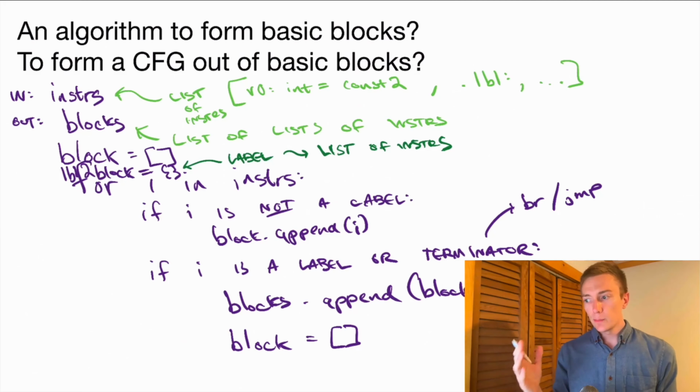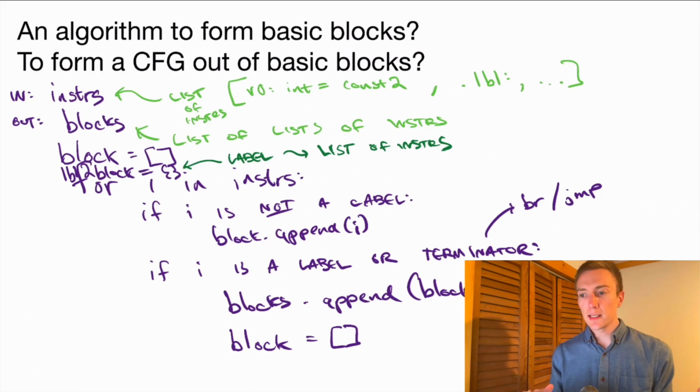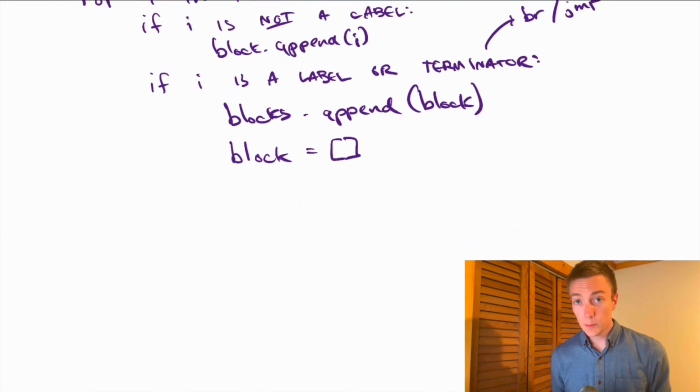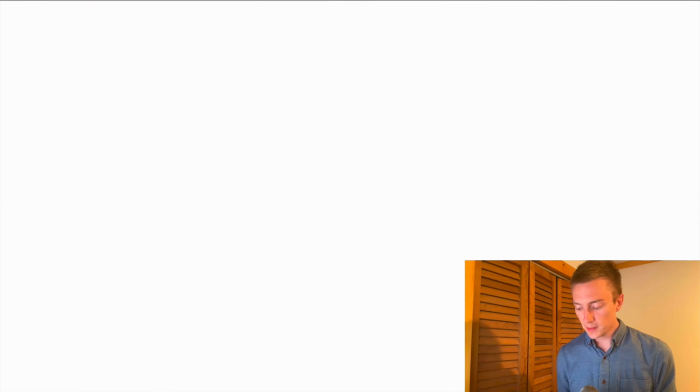I'm sure you can see how to modify the basic block formation process to also keep track of the labels that are associated with each block. And then in the next step, we will use those to form the control flow graph.